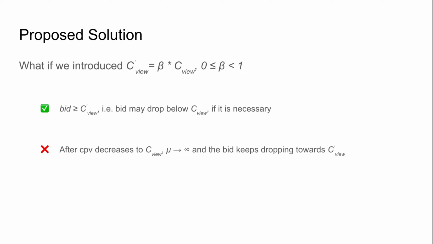What if we introduced a discounted target called C view dash, which is beta times C view, where beta is between 0 and 1? From before, we know that bid is greater than or equal to C view dash. This means bid may drop below C view if it is necessary to make any cost corrections. This is good. However, even after the CPV decreases to the original C view, mu continues to grow to infinity because the error in the online update is computed against C view dash and the bid keeps dropping towards C view dash. This is obviously suboptimal as it hurts the advertiser utility.